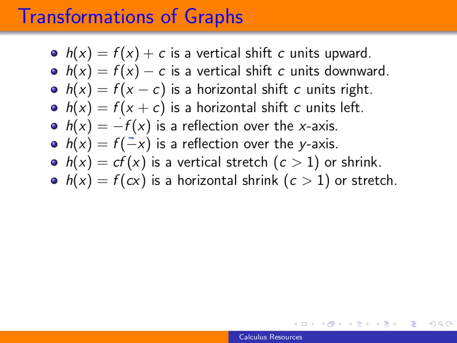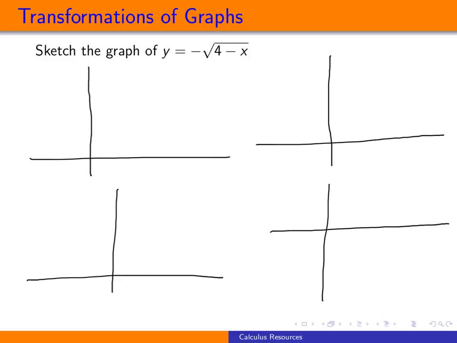So let's look at an example. A common thing that we need to be able to do in Calculus 1 and 2 is to be able to maybe quickly recognize what the graph of a function will look like. So here, let's sketch the graph of y equals minus the square root of 4 minus x. In order to do so, we'll start off with the common curve here, y equals square root x, and then we'll slowly work our way through and think about how these various transformations will affect the shape of the graph.